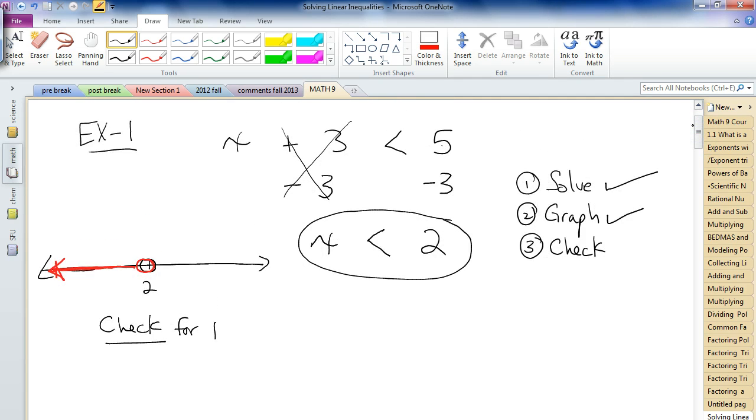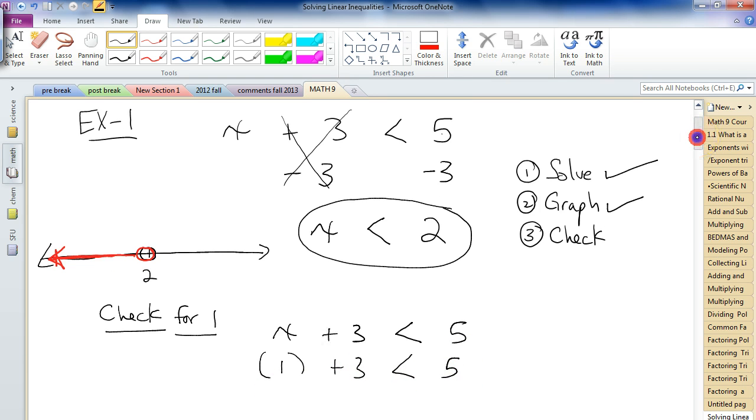So to check, all you do is you take the original inequality, x plus 3 less than 5, and wherever you see an x, you're going to sub in the 1. So we put a 1 in here. And remember, whenever you sub in something, it's a good habit to put it in brackets. And now we just do it. This side is 1 plus 3. It's 4. That's it. And that goes there. That just comes down. Is this true? Is 4 less than 5?